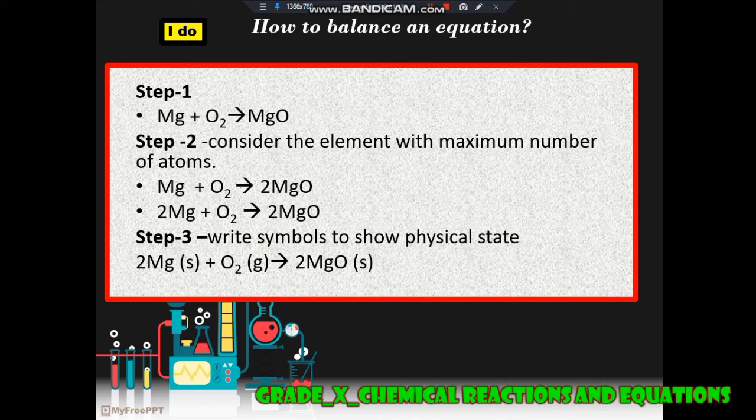Just see what is written here. 2 Mg plus O2 gives 2 MgO. Now, the number of magnesium atoms and the number of oxygen atoms are same on both sides. And you can write symbols to show the physical state of each reactant and product. Magnesium is solid and oxygen is gas, and magnesium oxide is a solid. So, solid is represented by S and gaseous state is represented by G.